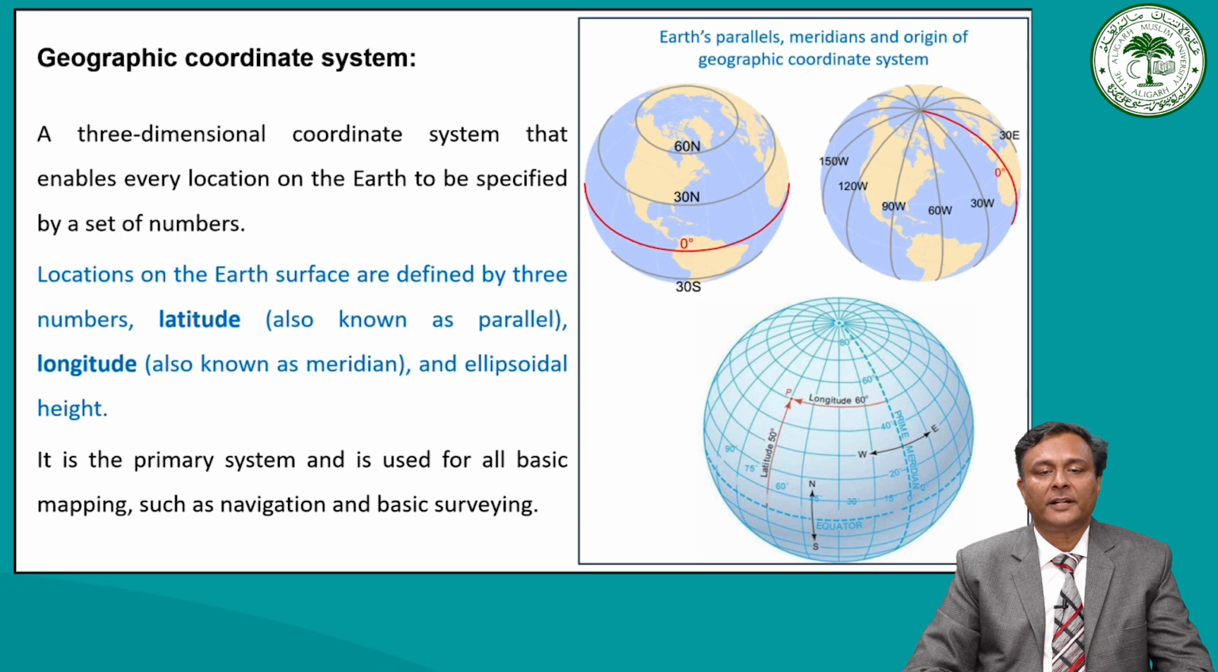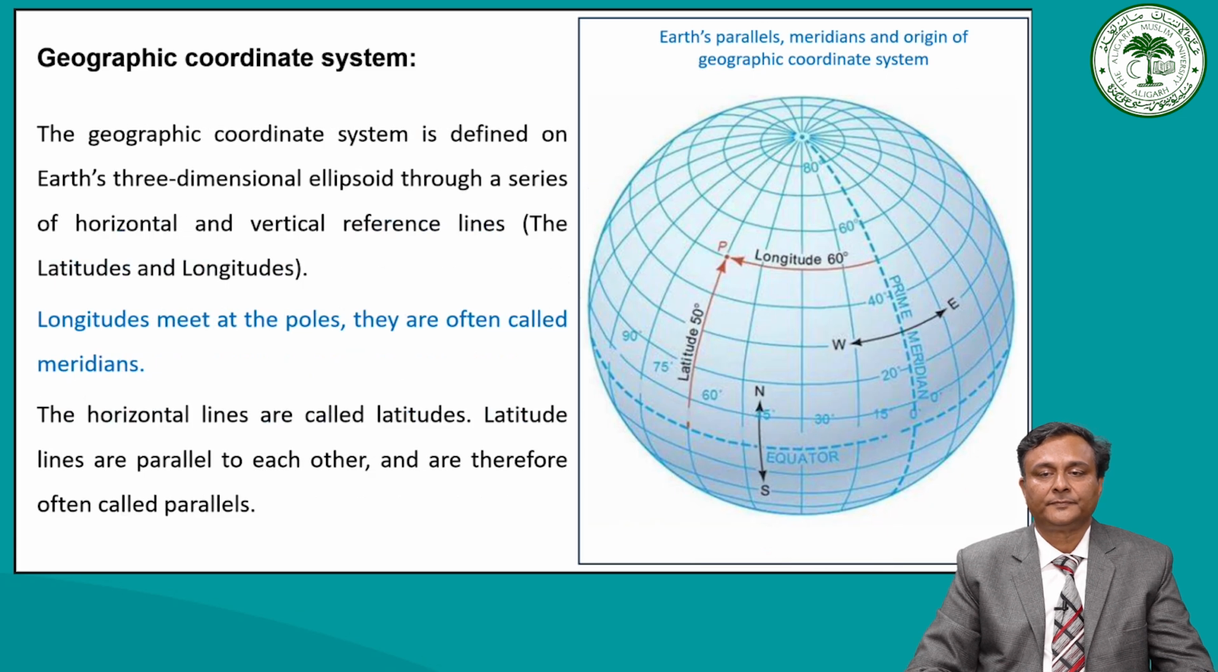Locations on the Earth's surface are defined by three numbers: latitude, also known as parallel, longitude, also known as meridian, and also ellipsoidal height. It is the primary system and is used for all basic mapping such as navigation or basic surveying or representing spatial information. When I say spatial, it corresponds with any specific location over the Earth's surface. So this geographic system is useful for locating positions on the curved surface of the Earth.